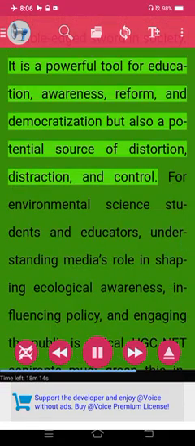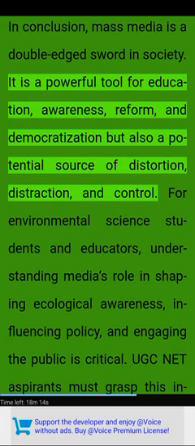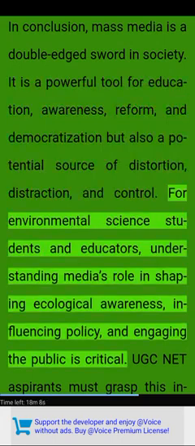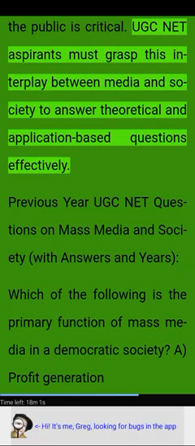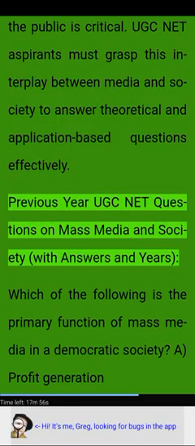It is a powerful tool for education, awareness, reform, and democratization, but also a potential source of distortion, distraction, and control. For environmental science students and educators, understanding media's role in shaping ecological awareness, influencing policy, and engaging the public is critical. UGC NET aspirants must grasp this interplay between media and society to answer theoretical and application-based questions effectively. Previous year UGC NET questions on mass media and society with answers.